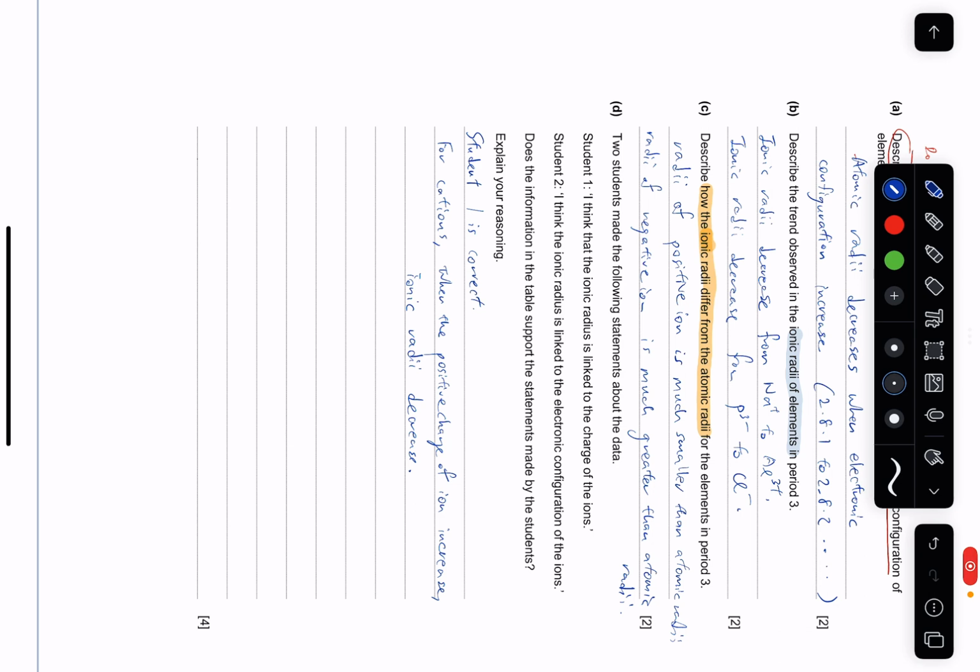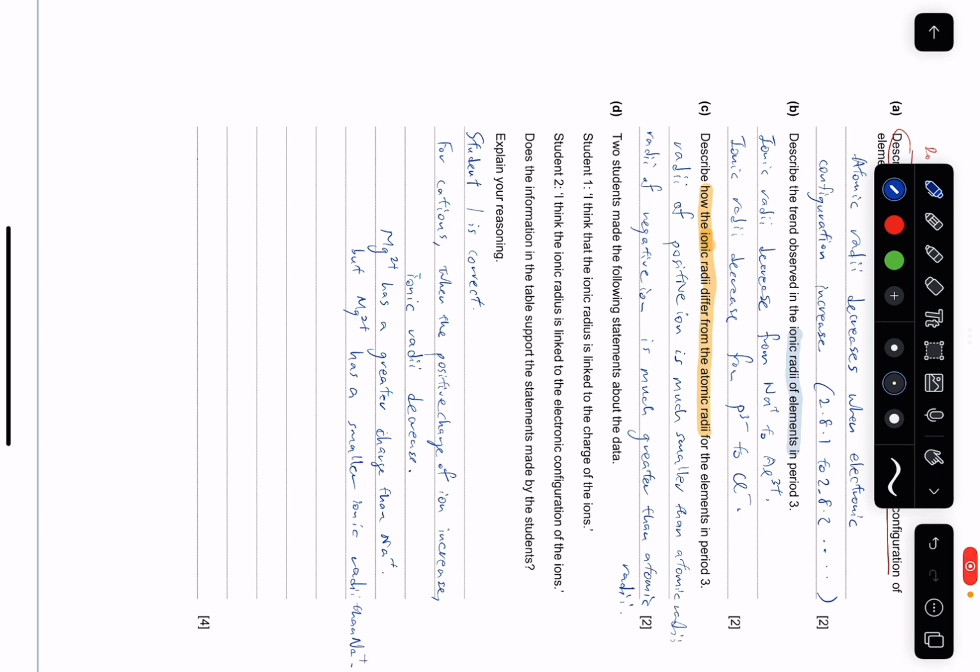Yep. And apparently what you need to say, explain your reasoning. I will even quote the data for them if need be. So you just write, your Mg2 plus has a greater charge than Na plus. But Mg2 plus also has a smaller ionic radii than Na plus, and that will give you 2 marks for statement 1.